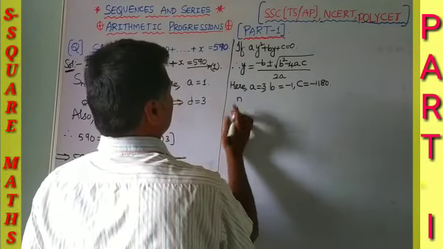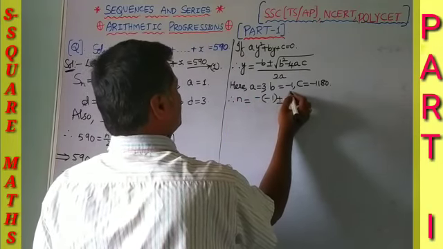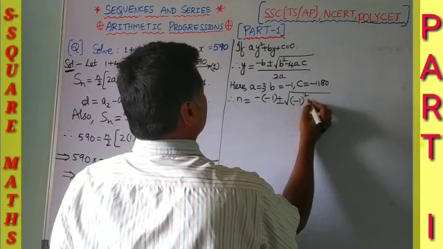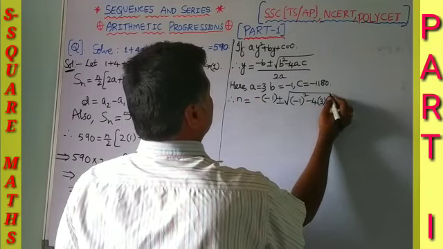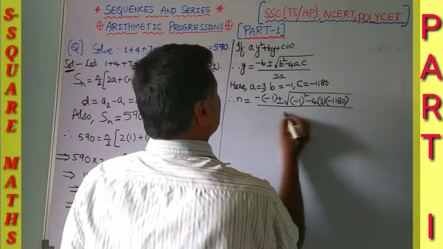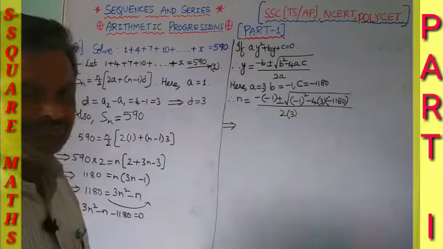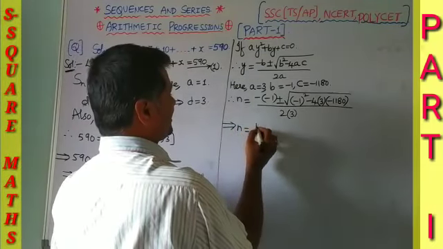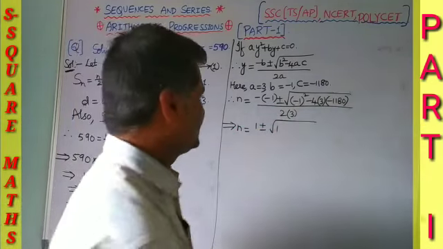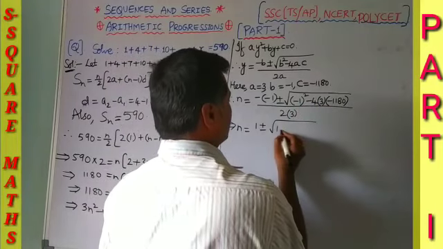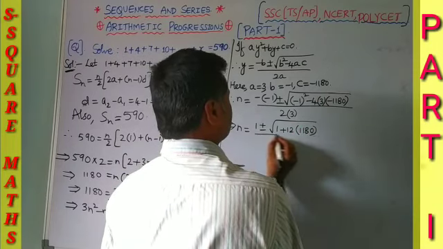Therefore n is equal to minus b, minus of minus 1, plus or minus root of b square, minus 1 the whole square, minus 4ac, minus 4 into 3 into minus 1180, by 2 into 3, nothing but 6 in the denominator. Now n is equal to 1 plus or minus, this is minus 1 whole square, minus 1 into minus 1 plus 1, minus into minus is plus, 4 into 3 is 12, 1180 by 6.